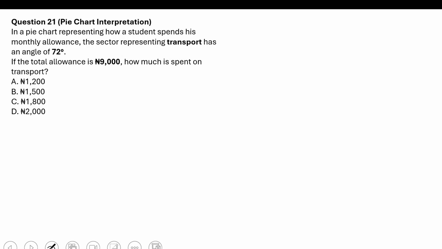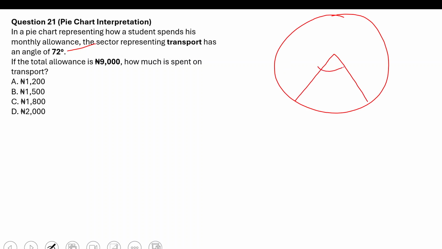Sector representing transport has an angle of 72 degrees. If the total allowance is 9,000, how much is spent on transport? Okay, so we're told that 72 degrees is the angle. So if, for instance, I have a pie chart like this and one section is 72 degrees, where is 72 degrees coming from? It's coming from 360. So simply, this is a fraction of 360.